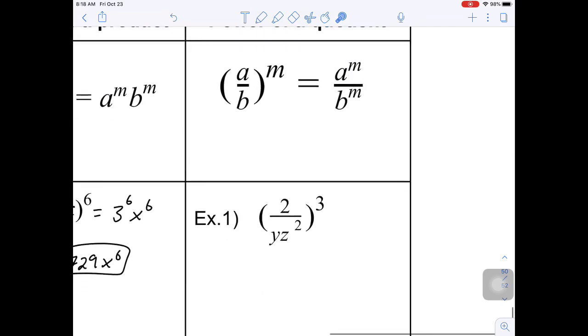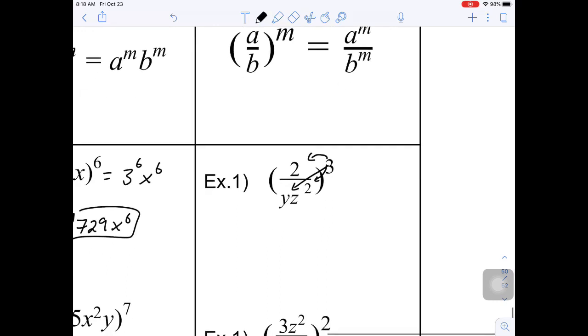So what is this going to look like here? This is all being bracketed and you have 2 over y z squared. And that whole thing is to the power of 3. So this 3 is going to apply to every single thing. This will become 2 cubed over y cubed, z squared to the power of 3. 2 cubed, hopefully we know by this point that is 8.